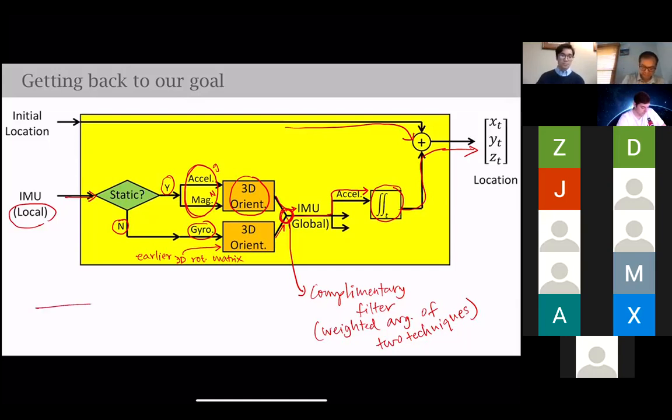I hope that makes sense. This is time. This is 1, 2, 3, 4, 5. You know the 3D matrix at this point, the 3D orientation. Now suppose you take the accelerometer data over here and you double integrate it from time equals 1 to 5. That will be wrong.